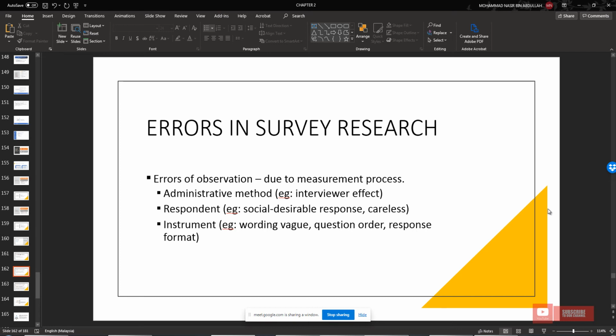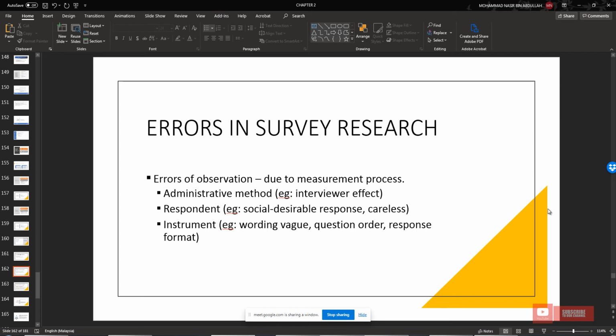So social desirable response means that a respondent might think that they are other people, means that dia tidak menjawab based on diri dia. Mungkin dia akan menjawab based kepada orang lain. Dia menjadi orang lain untuk menjawab. You faham tak the effect of the respondents? And the respondent might be careless, right?